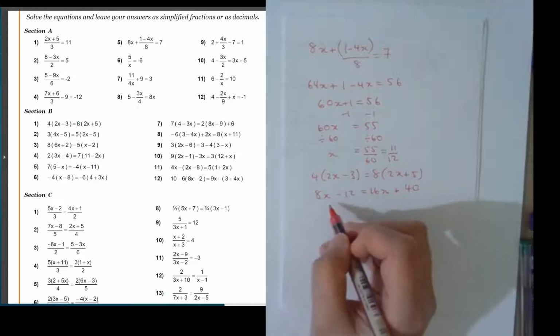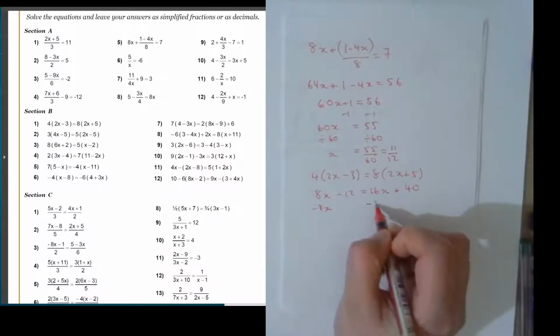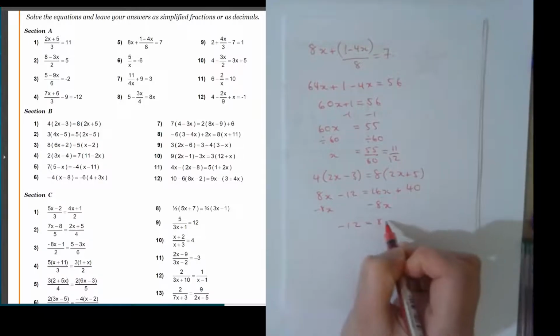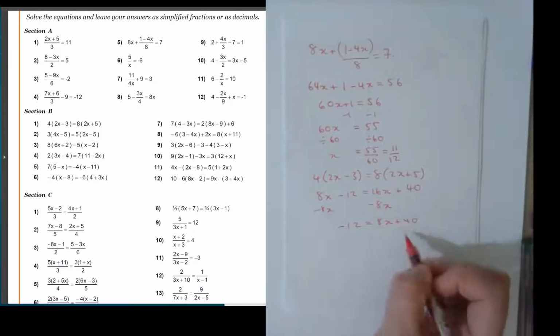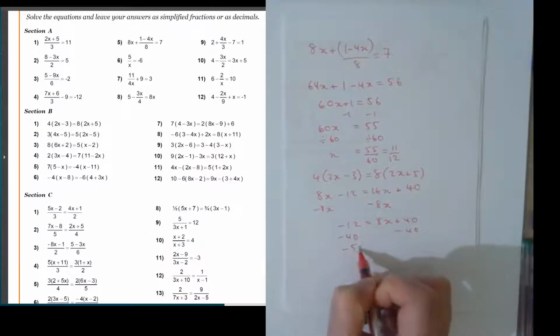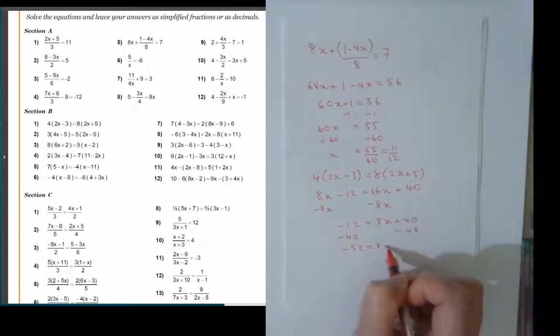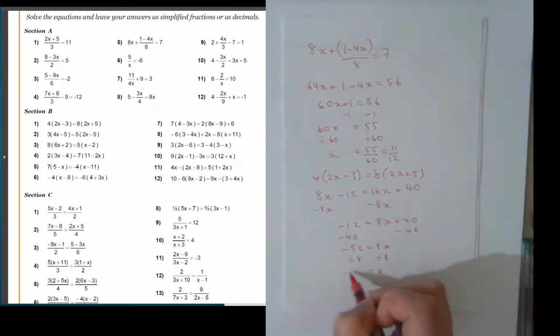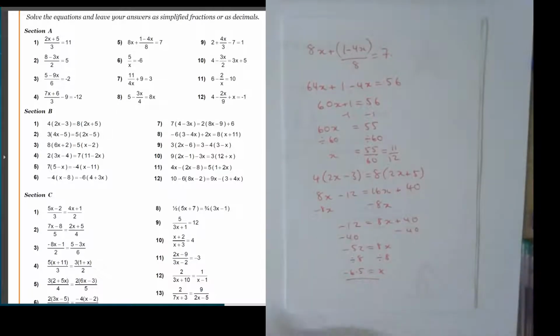Okay, take away the smaller x first. So I'm going to take away 8x from both sides. I'm then left with negative 12 equals 8x plus 40. Then I'll get rid of this 40 because I don't want it. So I'm left with negative 52 equals 8x. I then divide both sides by 8. I'm left with x equals negative 6.5. That is my answer.